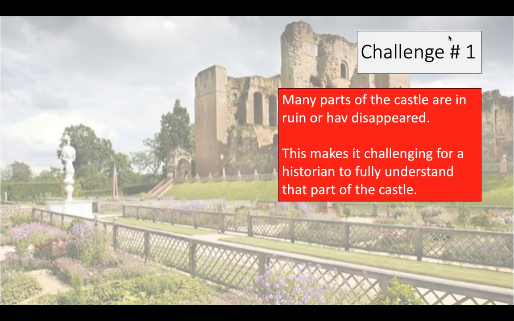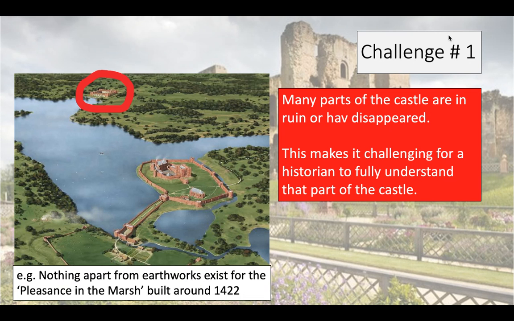Now, this is quite an obvious one you may have come up with earlier, but it's an important one. Many parts of the castle are in ruin or have disappeared. Oops, I haven't spelled have right there. So they're in ruin or have disappeared. Now, this makes it challenging for a historian to fully understand that part of the castle. So it's a key challenge when we try to study a castle to learn about the past. Well, if it's in ruins or it's disappeared, how can we be sure about it? This is a challenge, something difficult for a historian.